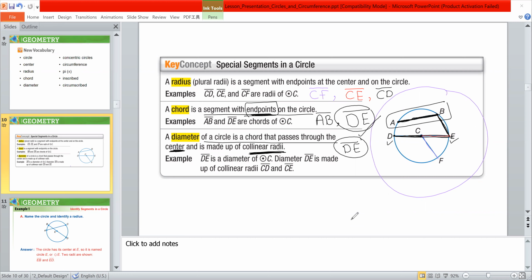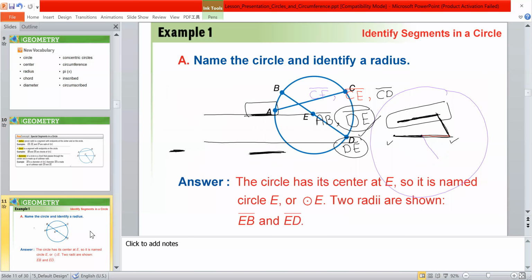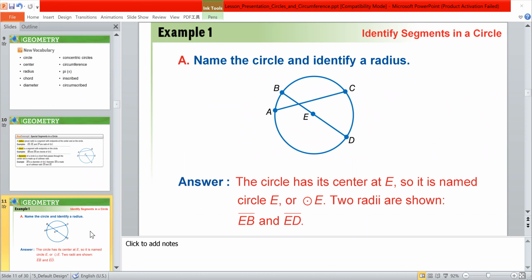Let's start with some exercises on these definitions. Pay attention with me. Name the circle and identify a radius. As I said, I'll solve this example and you will help me in the second one.